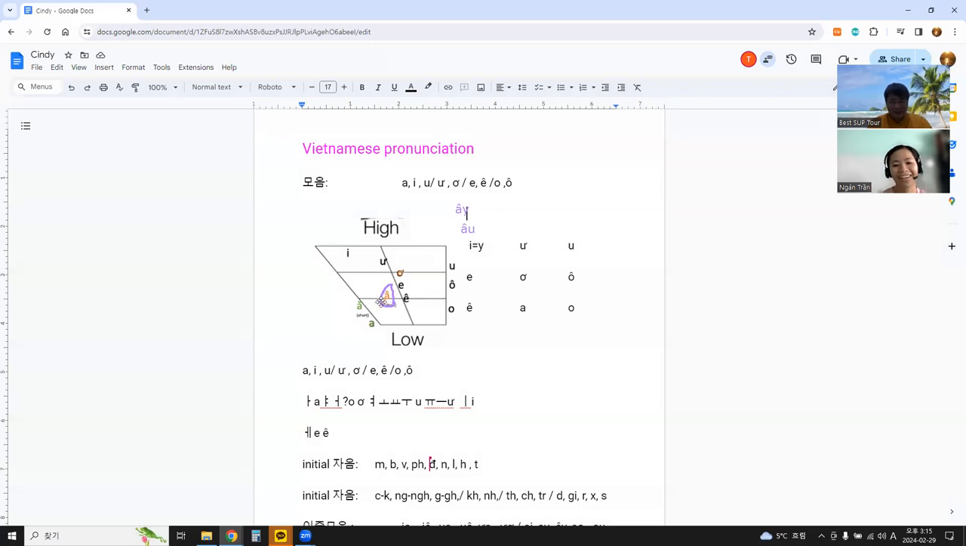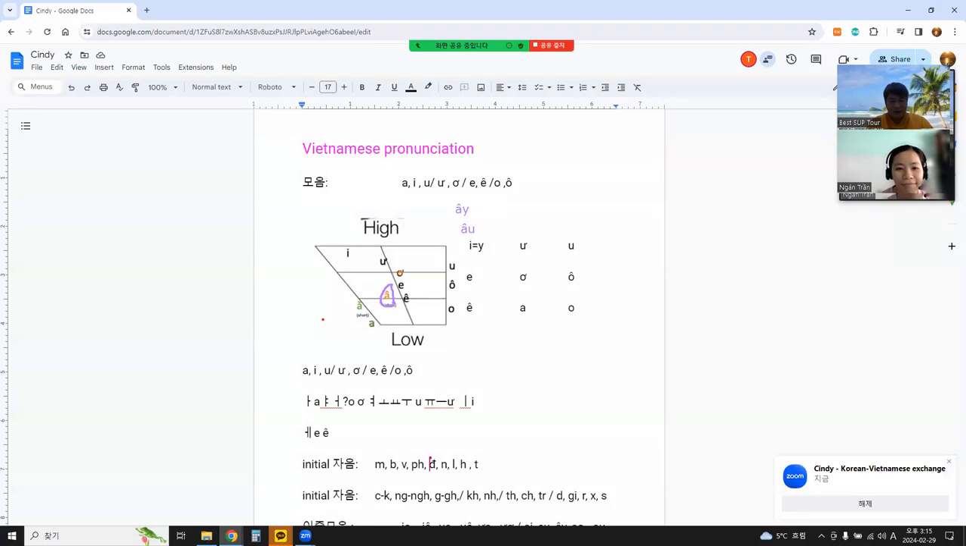And how about this one? This one is long. This one is short. Also, that one doesn't stand alone, so we must combine it with another vowel. Let me think. Actually, when you say it, these two sound the same. Same, same. Pronounced the same.